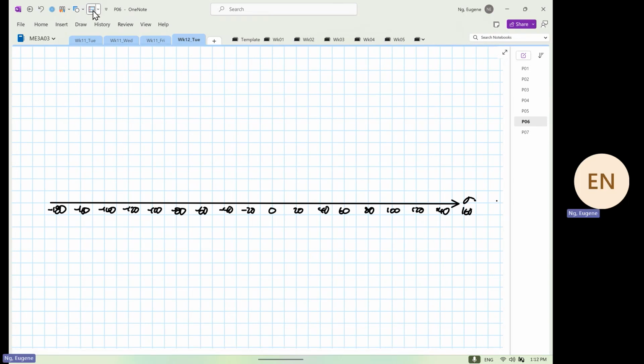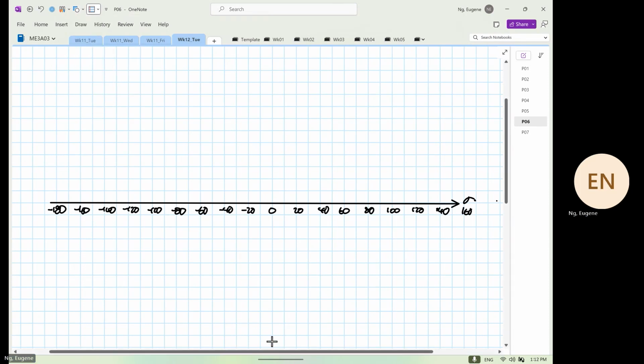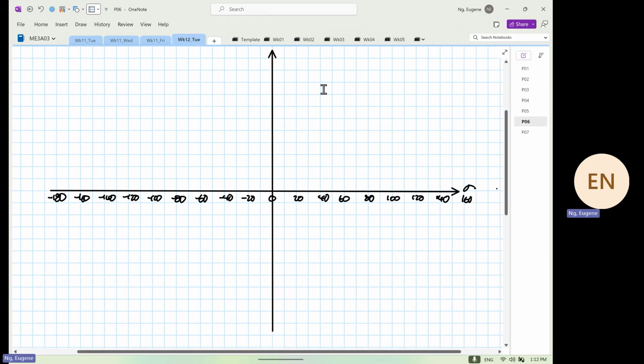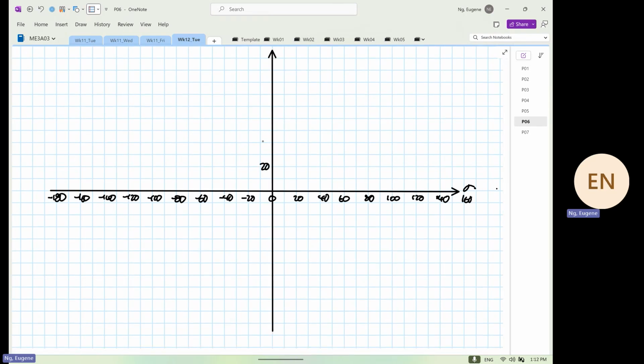And then we have our shearing stress. So we know that shearing stress, we don't need to go more than 80. 20, 40, 60, 80 clockwise, minus 20, 40, 60, 80 anti-clockwise.